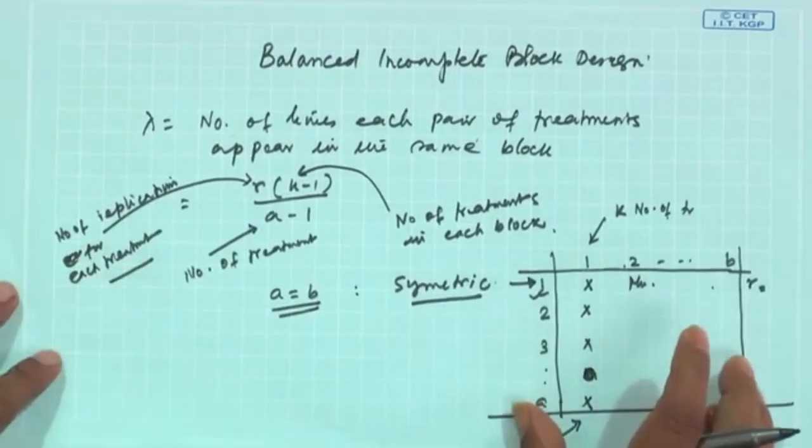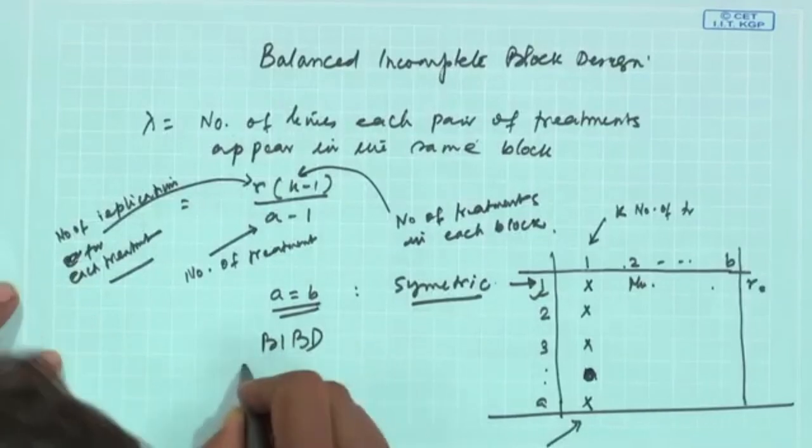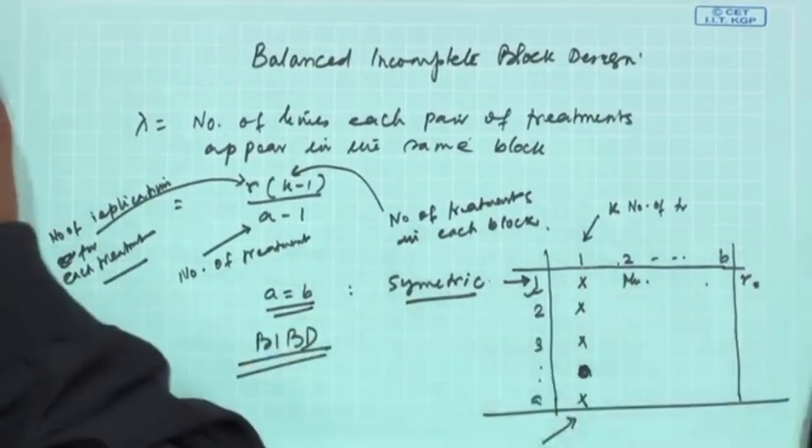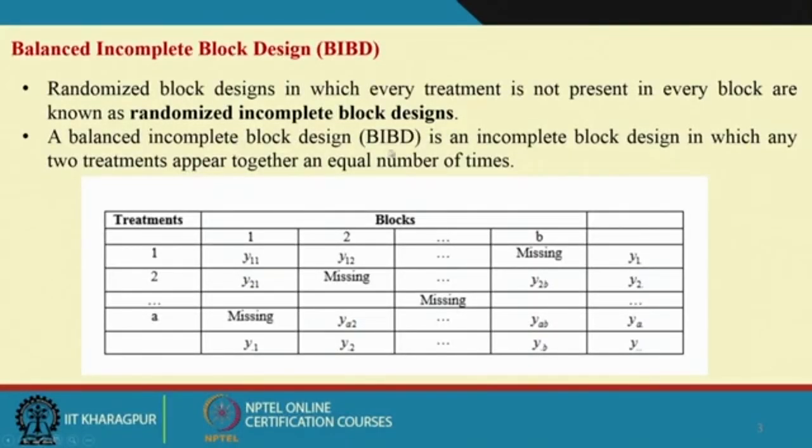So, this condition is known as BIBD, balanced incomplete block design. I repeat, a balanced incomplete block design is an incomplete block design in which any two treatments appear together an equal number of times.